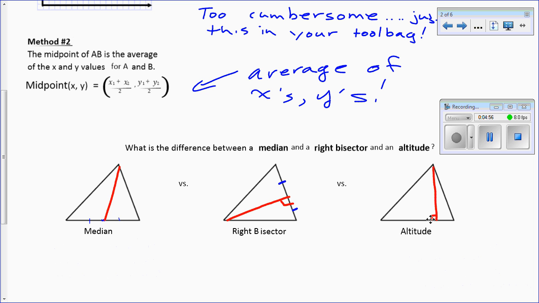But notice that the point that connects the right angle to the base is not necessarily splitting the base, or side, of your triangle into two equal spots. So we still call it an altitude.